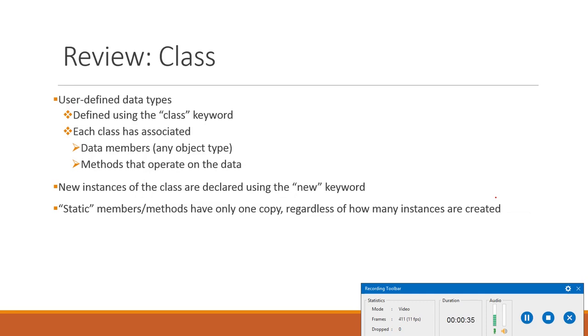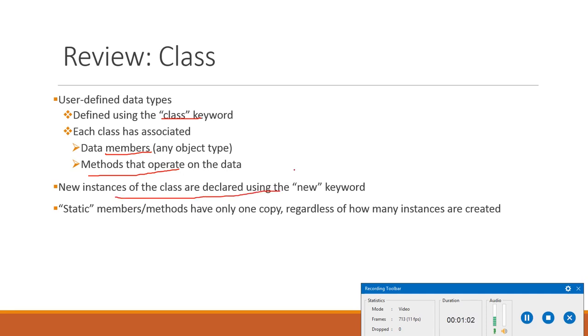Let's have a quick review of the class. What is a class? We learned in Java 1 that we have user-defined data types. We can create a class by using the class keyword, and each class has data members associated with it and the methods associated with it. Data members are the variables. We can create an instance of the class by using the new keyword.